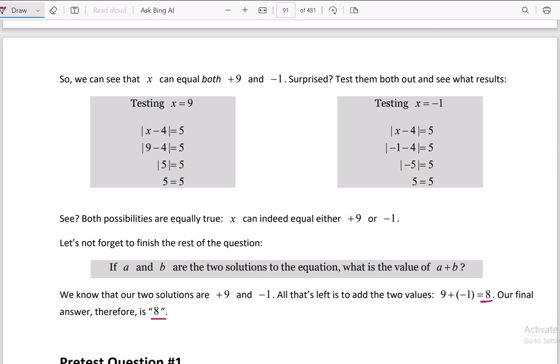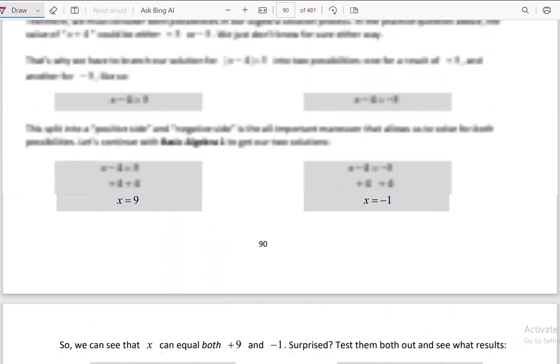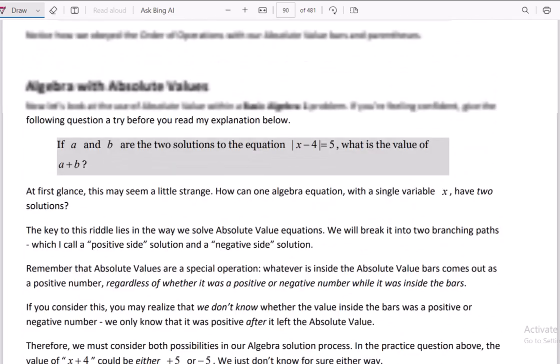Okay, now they tested the value. So x plus x, when x is equal to 9, they just put it in and it's giving them yes. So this makes sense. It makes sense. And this as well, when x is equal to -1, it makes sense. I don't know if you understand. Let's go back to this and let me just show you this. Maybe this will help you understand better.